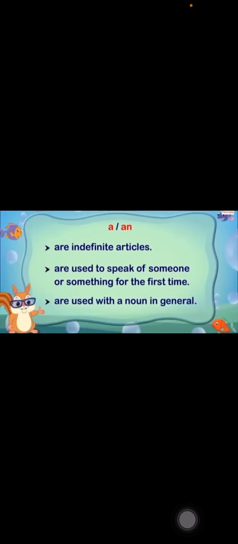For example, Ved wants to be an umpire. Here the letter U is there, but the sound of umpire is a vowel sound, and before a vowel sound we have to use the article an, and it is a singular noun, and a noun in general also.